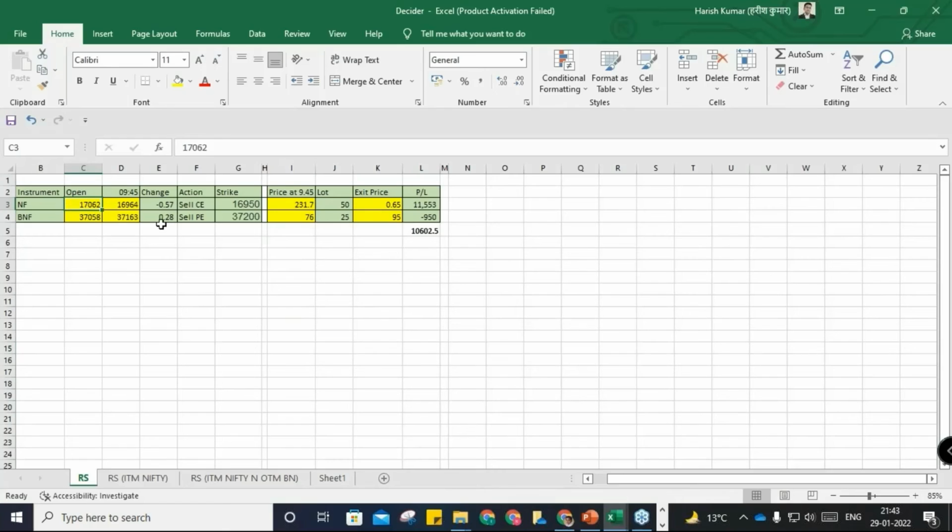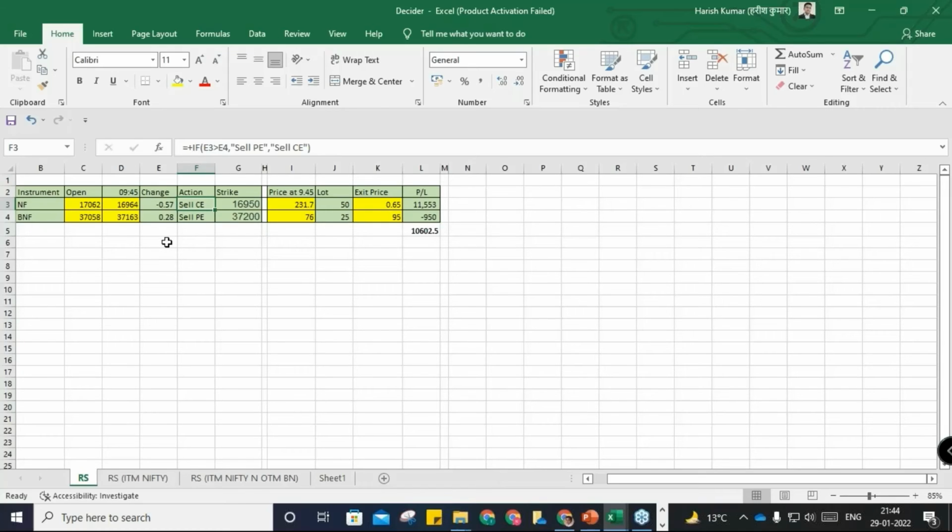So suppose at 915 the Nifty is 17,062 and Bank Nifty is 37,058, right? At 945 the Nifty is 16,964 and Bank Nifty is 37,163. So this is a change with respect to the open price of that particular day, not the close price of previous day, as the exchange calculates. We are taking the base price of 915 for both the indices, and on the basis of this, we'll just see which index is stronger than the other one.